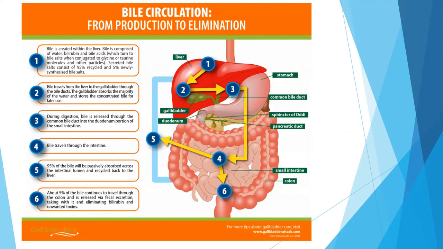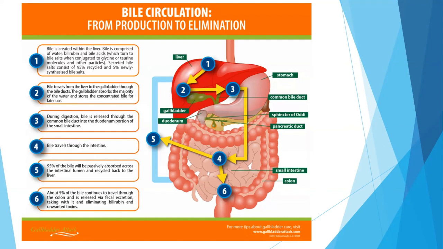After that, the bile travels from the liver towards the gallbladder through the bile ducts, and then the gallbladder absorbs the majority of the water and stores the concentrated bile. You know that when the liver produces bile, there is a higher concentration of water. You need to make this bile concentrated, and that's why when the bile is stored in the gallbladder, the gallbladder absorbs most of the water and makes the bile concentrated.